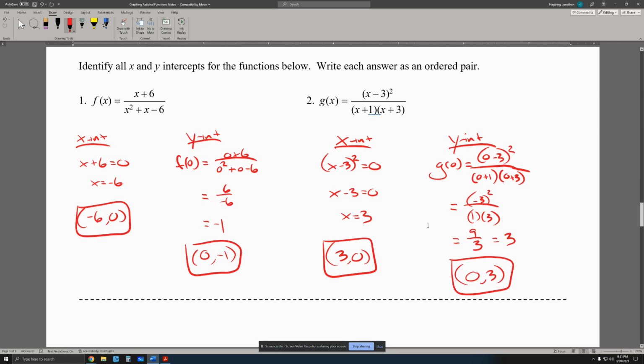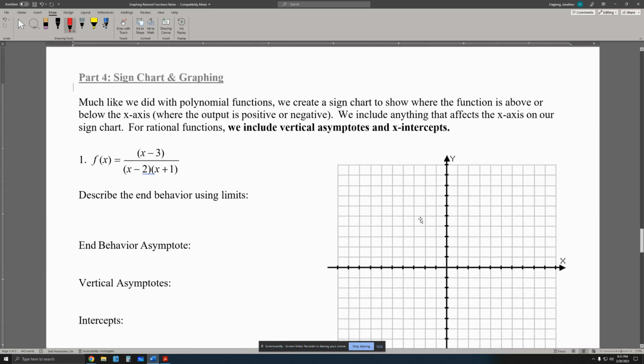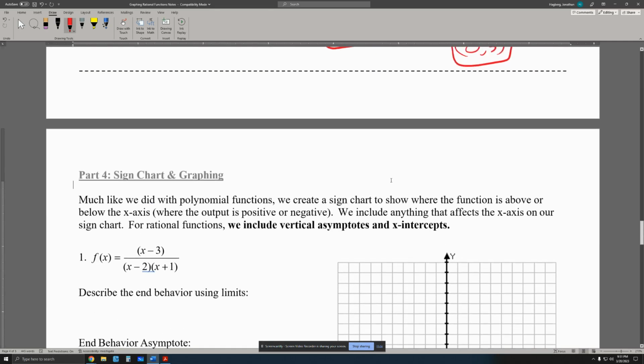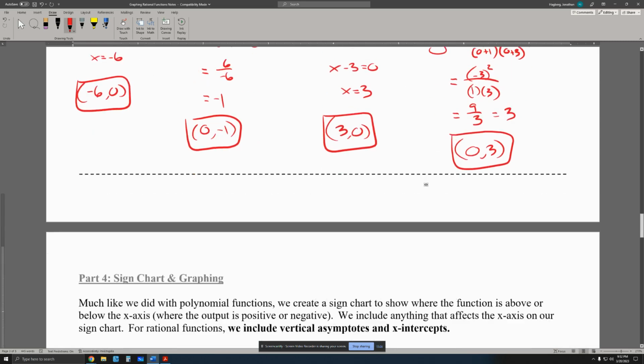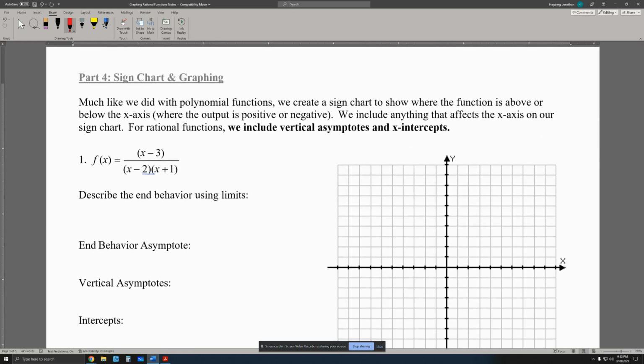All right. Now let's go ahead and talk about graphing. So sign chart and graphing. Actually, before we do, one last thing I wanted to mention on x-intercepts. This has one distinct x-intercept at (3, 0). Similarly to polynomials, where we're talking about multiplicity and bounces or passing through, the same is true for rational functions. This function is going to have a bounce at x = 3. Okay, now let's go ahead and flip the page. We'll talk about sign chart and graphing.